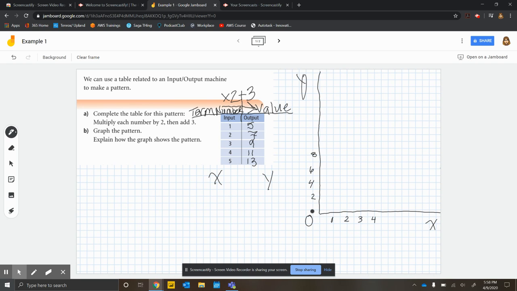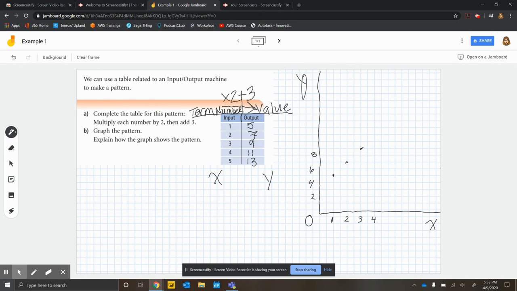So we know that our X is here. So we are going to go from our 1 and our output value is 5. So we are going to find 5 on our plane. Our 2, we're going to find our 2, and then we are going to go up to 7. And then our 3, we're going to find our 3 on the X, and you're going to go up to where the 9 would be on the Y with a dot.